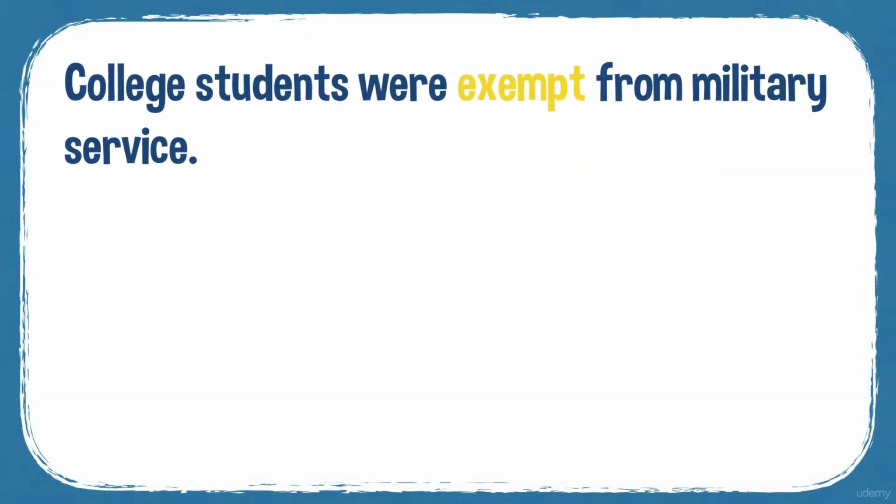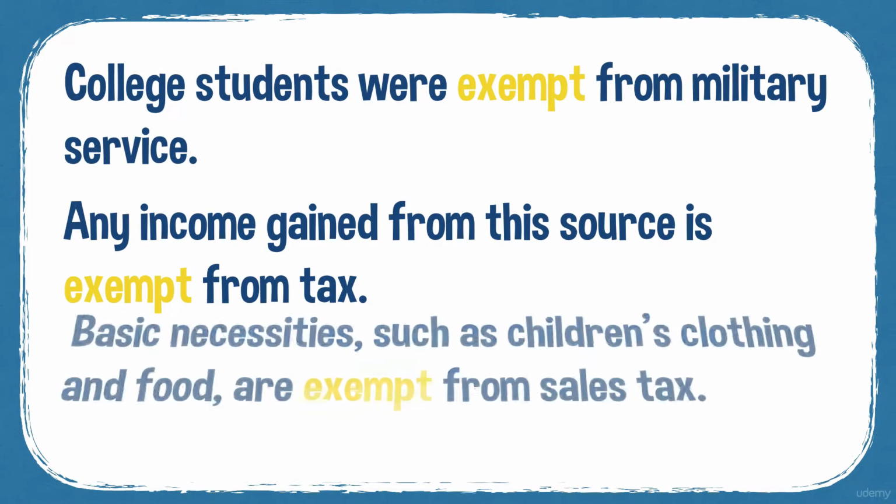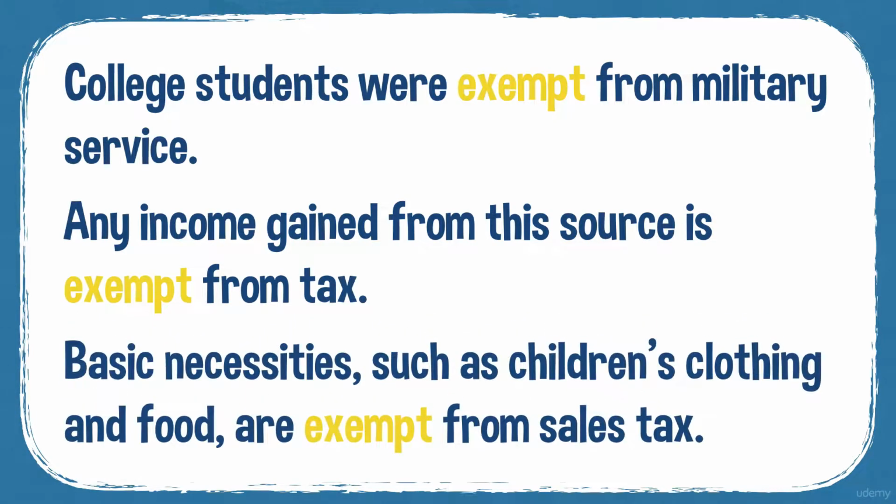Exempt. So if someone or something is exempt from a particular rule or law or duty, they don't have to follow it, they don't have to do it, they are exempt from doing that thing, from following that rule. So for example, college students were exempt from military service, so they didn't have to join the army. Any income gained from this source is exempt from tax. You don't have to pay tax if it's from this source. Basic necessities such as children's clothing and food are exempt from sales tax.